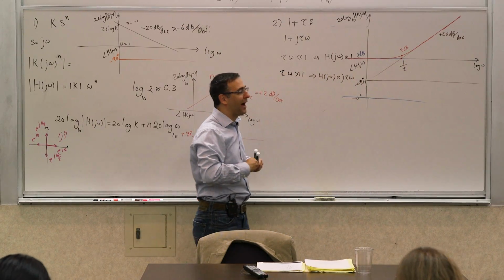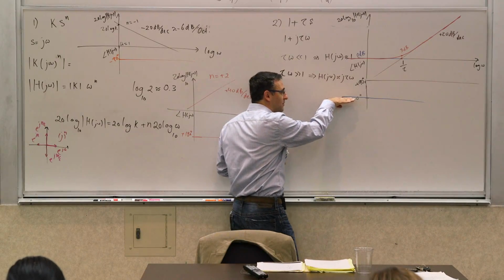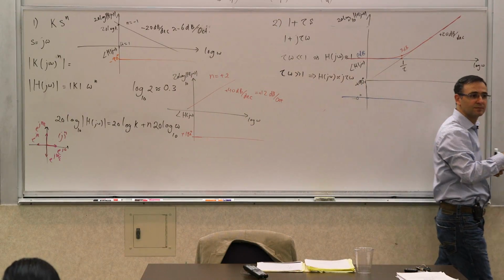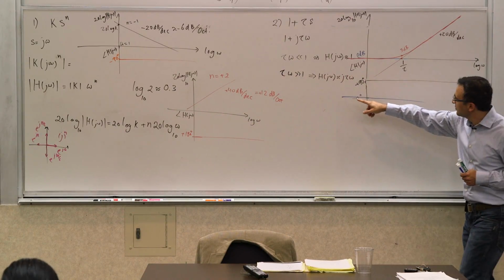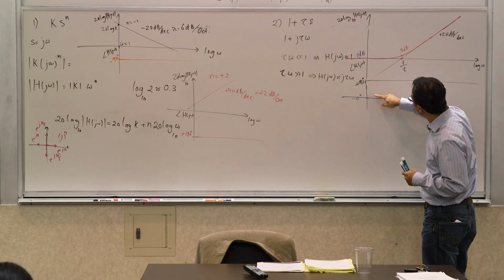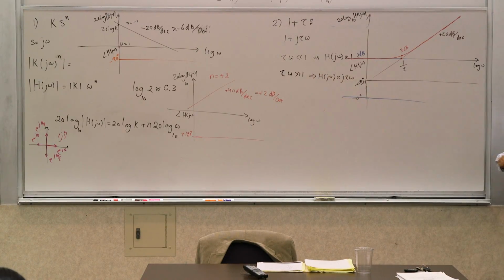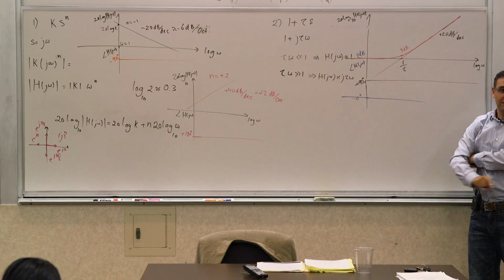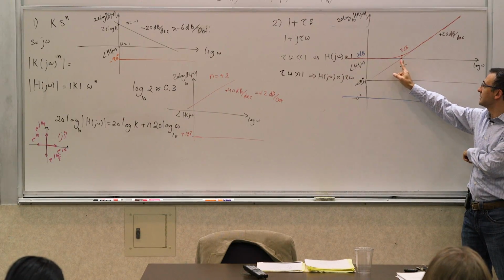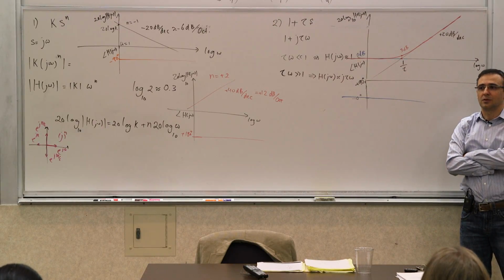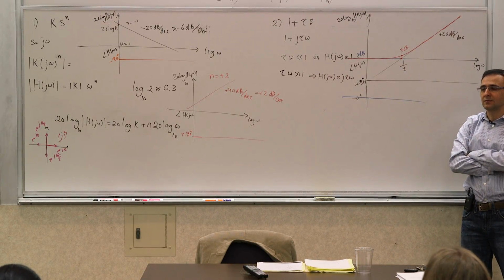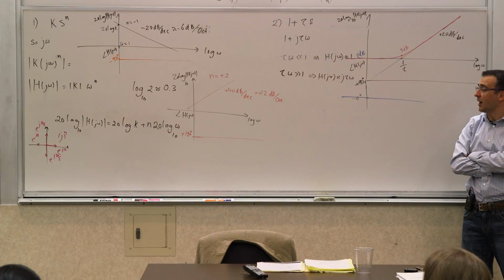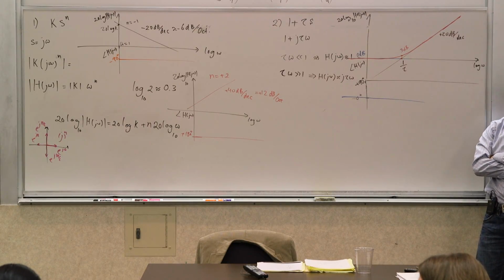The question is, it must transition from 0 degrees to 90 degrees somehow, right? So there should be some transition as you go from very low frequencies and go up. What is the phase at this exact frequency? This is, by the way, called the cutoff frequency, or sometimes the 3 dB frequency. Yes? 45. Exactly. Why? 1 plus j, right?